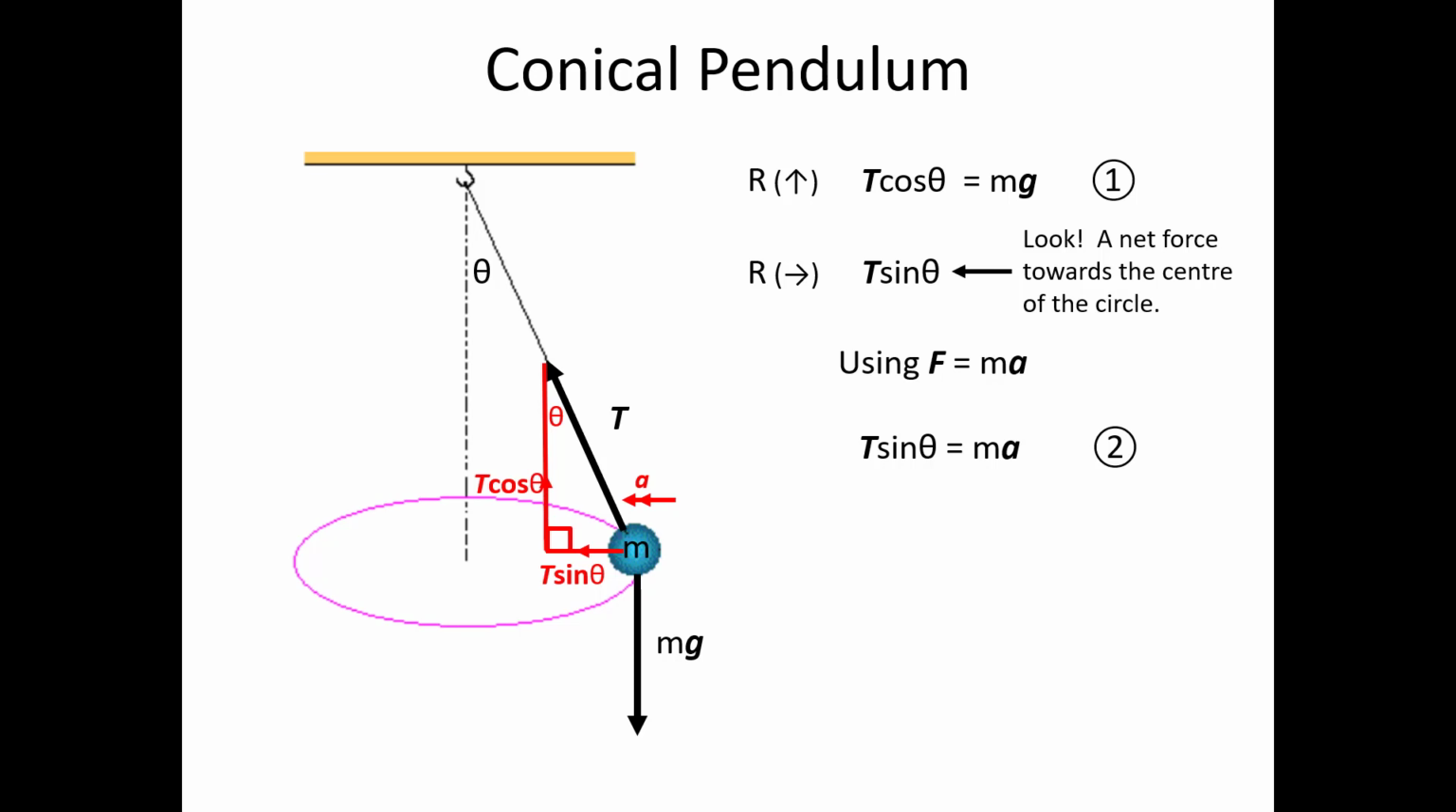And we can rearrange these equations in various ways and get stuff like this. I've rearranged both the equations for T and simply equated the results. And I can rearrange that to get acceleration is g tan theta. And acceleration I can now write as r omega squared or v squared over r, and work out angular velocity or speed around the circle as I wish.